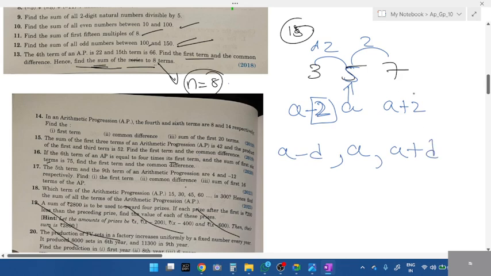See, I've derived it, students, with an example. A minus D, A, A plus D. These are the three unknown numbers. See, they haven't mentioned what kind of numbers. The sum of first three terms of an AP. If you want, make a note of this. Difference is 2, so I've taken A minus D, A, A plus D.